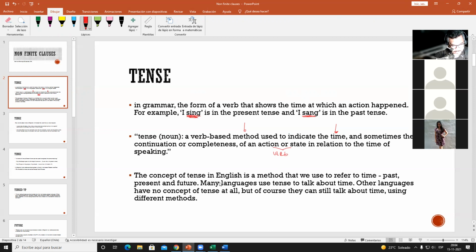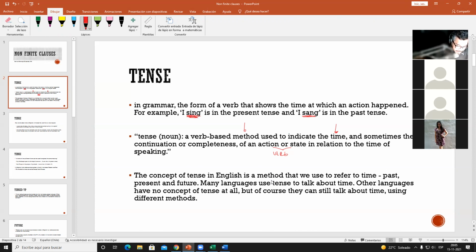The concept of tense in English is a method that we use to refer to time: past, present, and future. Many languages use tense to talk about time. Other languages have no concept of tense at all, but of course they can still talk about time using different methods. I need you to understand this. Even though I can talk and write in different ways, in the English language we know the rules: subject, verb, object, and all that.